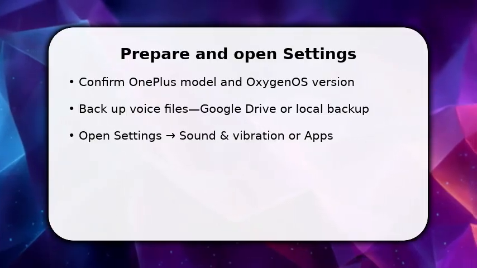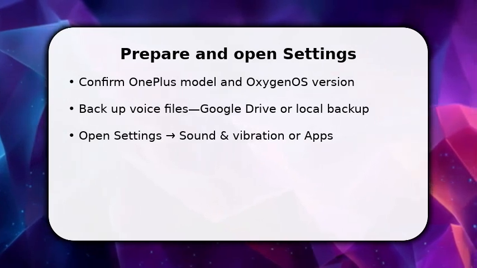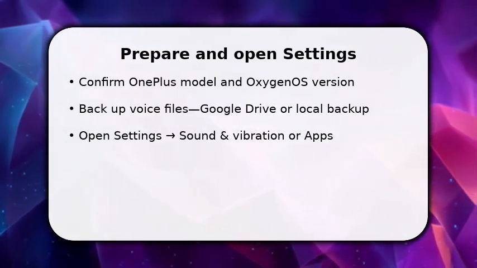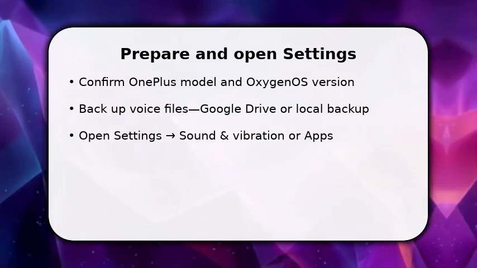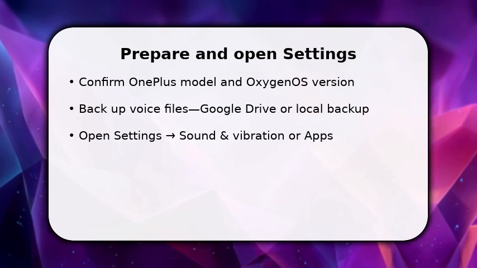You start by confirming your OnePlus model and OxygenOS version. This matters because menus differ. Once confirmed, back up voice notes to Google Drive or local storage so nothing is lost.